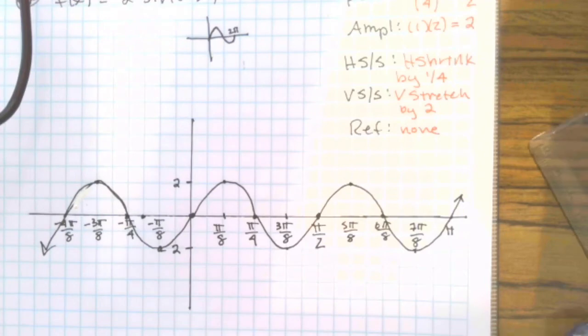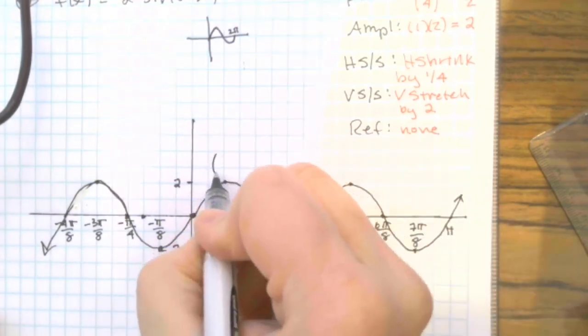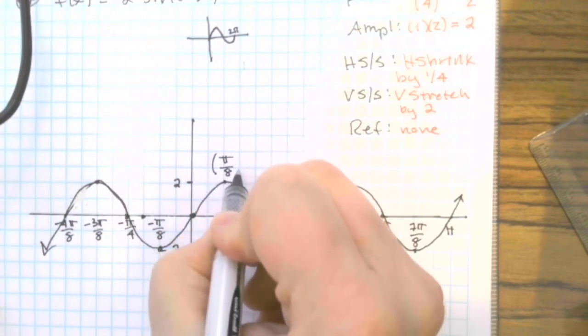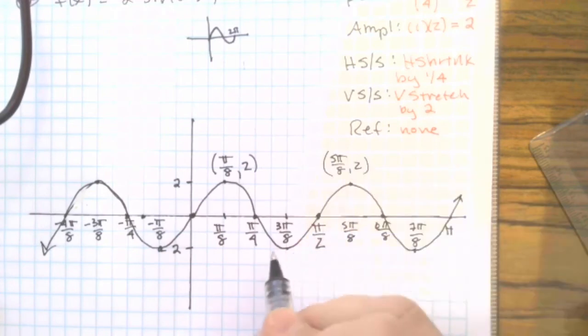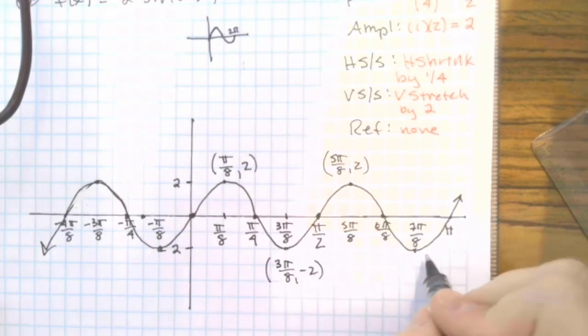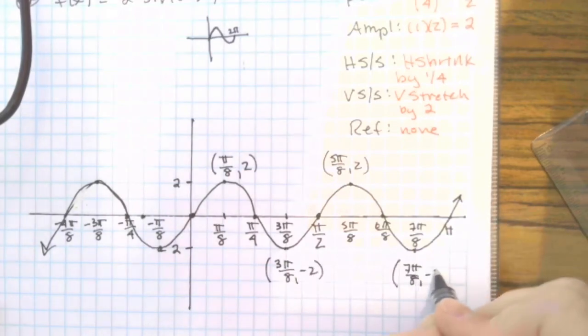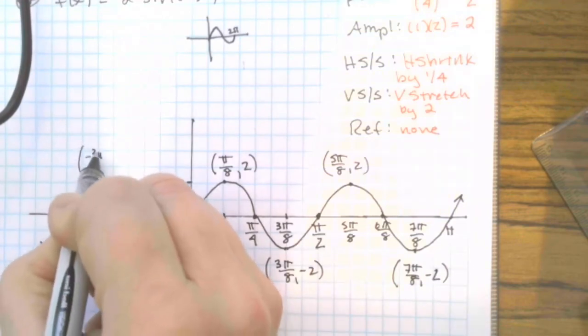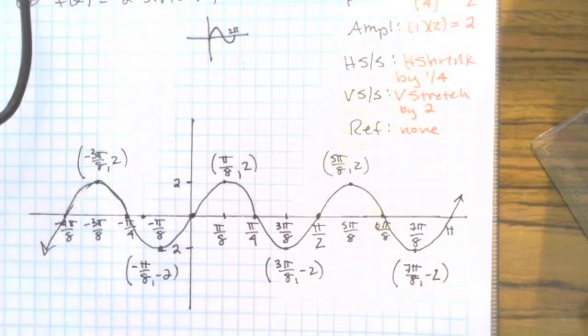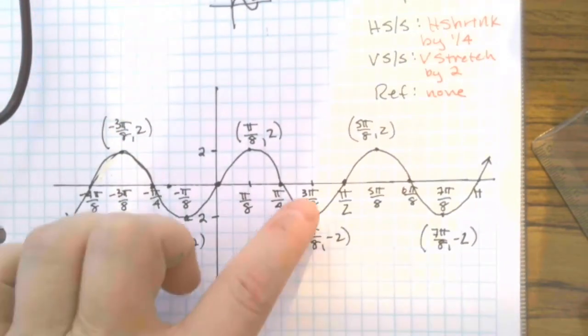And there you've got it. Now, if your scale is not clear, like on a test, you would label the points, the maximums and the minimums. Pi over 8, comma 2; 5 pi over 8, comma 2. This one is 3 pi over 8, comma negative 2. This is 7 pi over 8, comma negative 2. Over here, negative pi over 8, negative 2. And the last one, negative 3 pi over 8, up 2. So you would label the maximums and the minimums on your graph as well as the zeros.